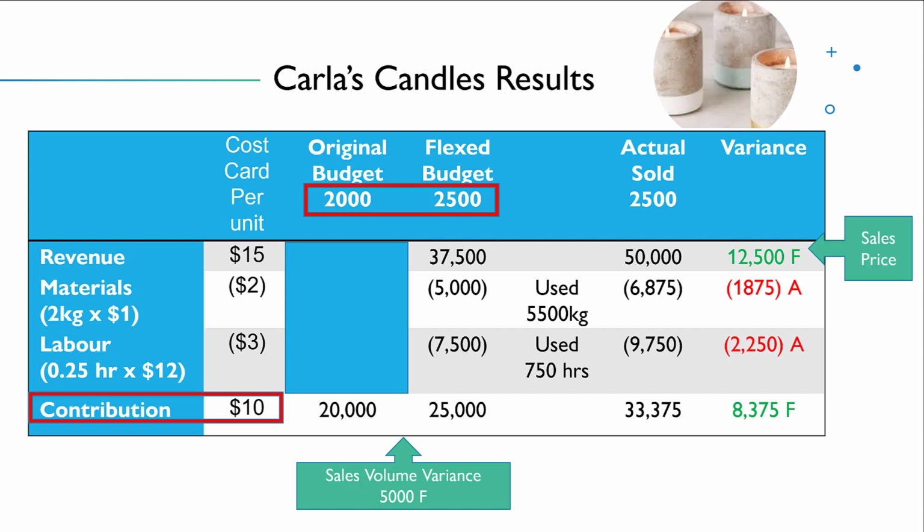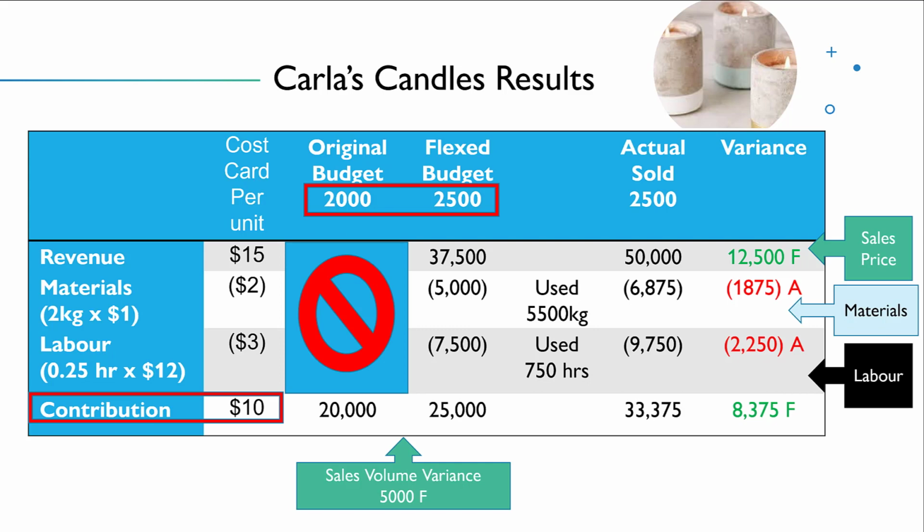So the sales price variance is the difference between the 50,000 and the 37,500, which is the flex budgeted revenue. The materials variance, which is a combination of the price and usage variance, is now based on the flex budget. And so is the labour variance, which is a combination of the rate and efficiency variance. You're no longer using that original budget. It's out of bounds. Do not enter.